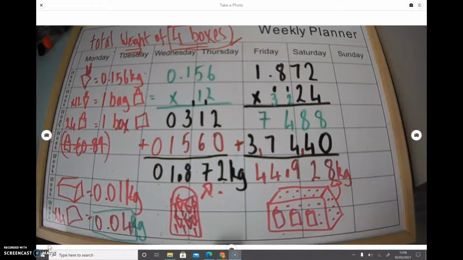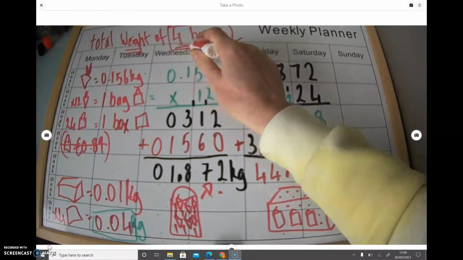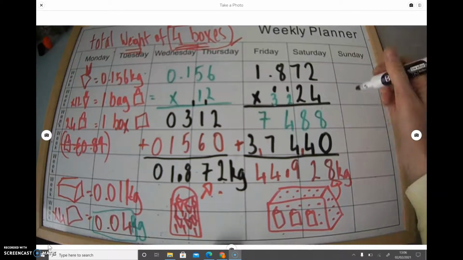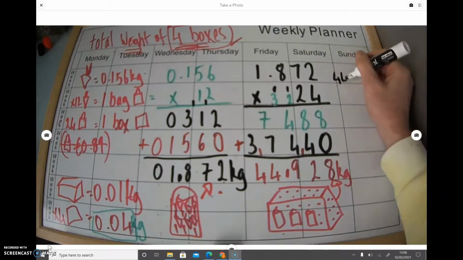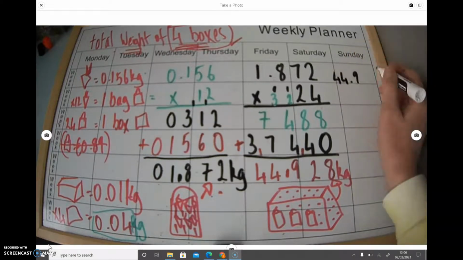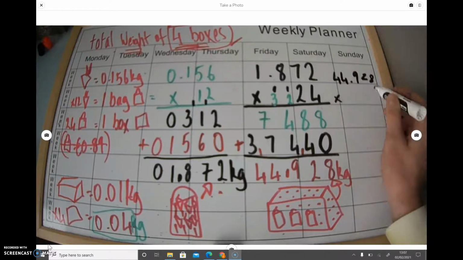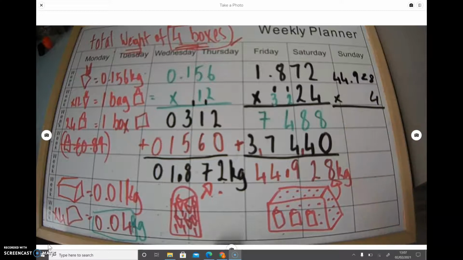But my question is, what's the weight of 4 boxes? So we have another step to do. So we have to multiply 1 box times 4, 44.928 kilograms times 4. Okay, so this is the next step in my problem.